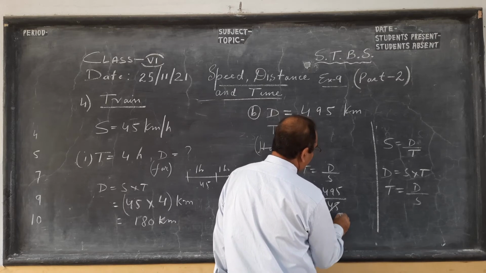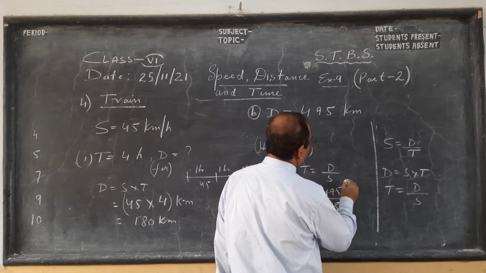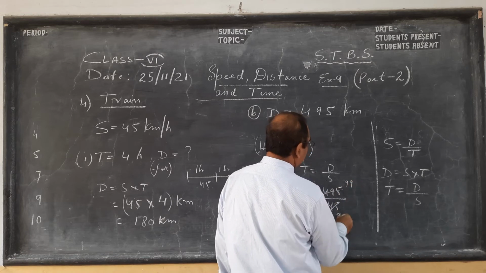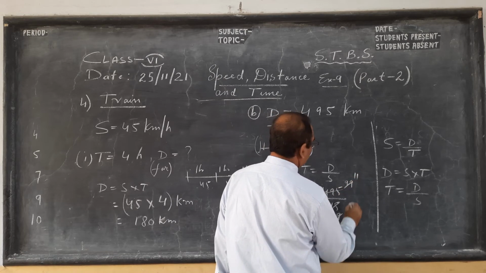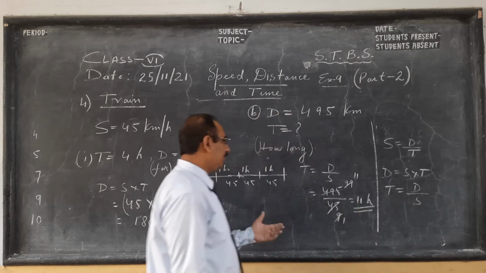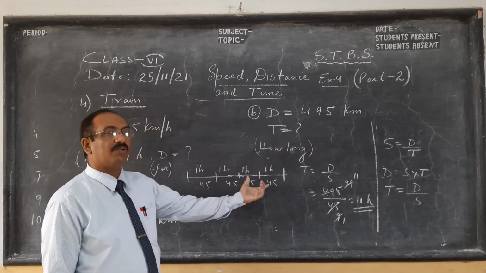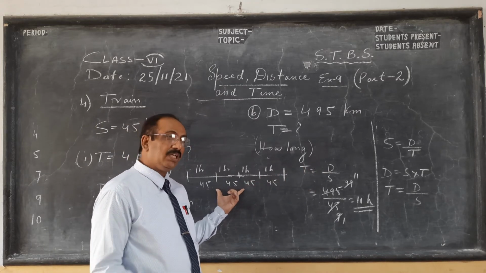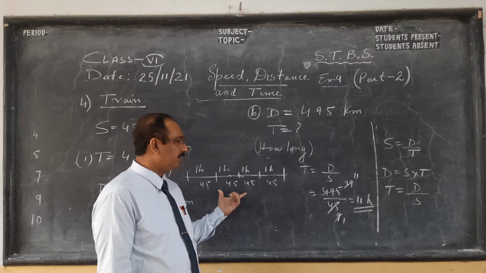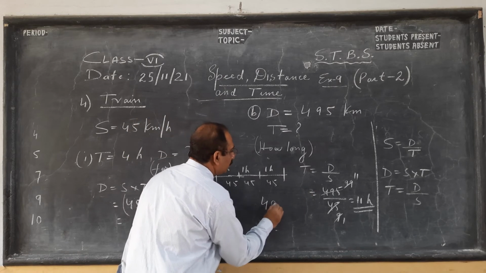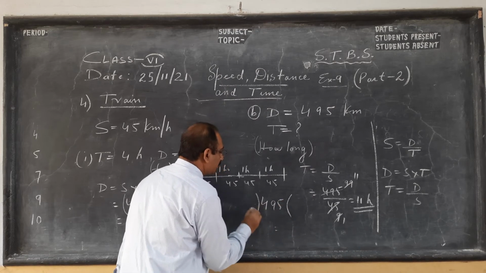You divide by 5. 5 9s are 45, 5 9s are 45, 4 9s, then 9 11s are 99. So we get 11 hours, children. So 11 hours it will take. So 45, 45, 45. So 11 hours, if it goes 10 hours it will be 450, and another 1 hour 45, that is 495 kilometers.